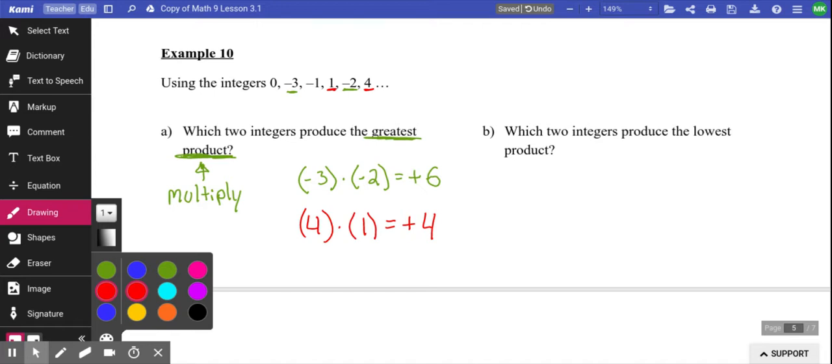Which one's bigger? Green. Yeah, the green one. -3, -2. Those are the 2 integers that create the greatest possible product. Yes, sir.